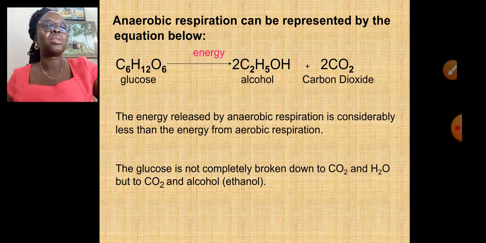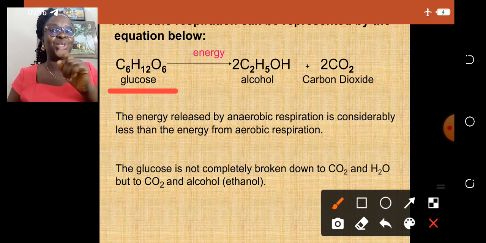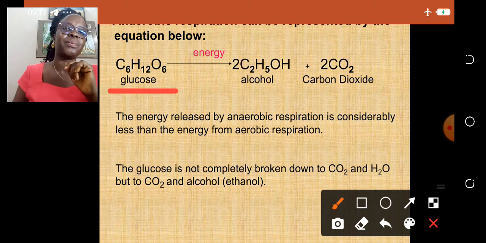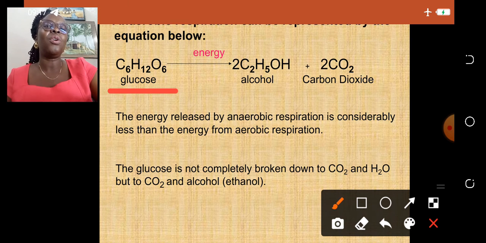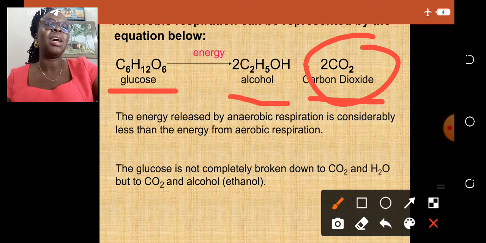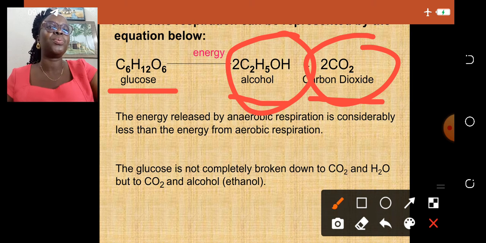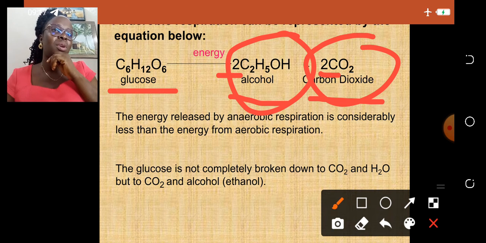All right, this is glucose, C6H12O6. You should know that formula. C6H12O6, that's the chemical formula for your glucose. In the absence of oxygen, it produces carbon dioxide and alcohol. All right, how do you write your alcohol? C2H5OH. Then in balancing your equation, you put 2 in front of the alcohol, and you put 2 in front of your carbon dioxide.